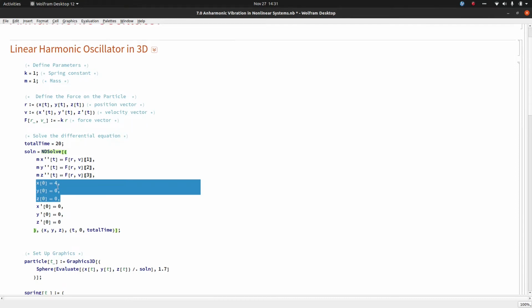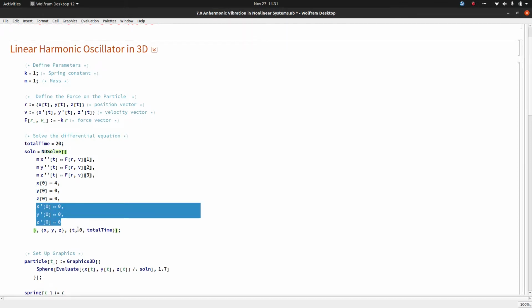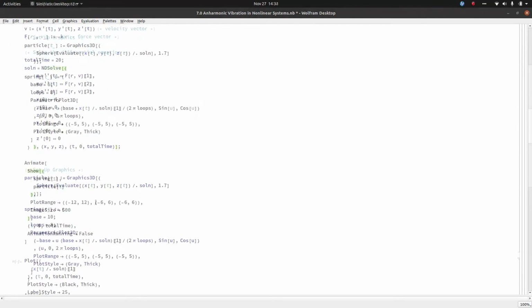Here I will also specify the initial positions for x, y, and z. So this is x at 0, y at 0, and z at 0. And then similarly, the initial velocities, x prime at 0, the initial x velocity, y prime at t equals 0, and z prime at t equals 0. We're going to be solving for three functions now, so I need to give it a list of x, y, and z, and I need to tell it what range over which I want to solve the differential equation.